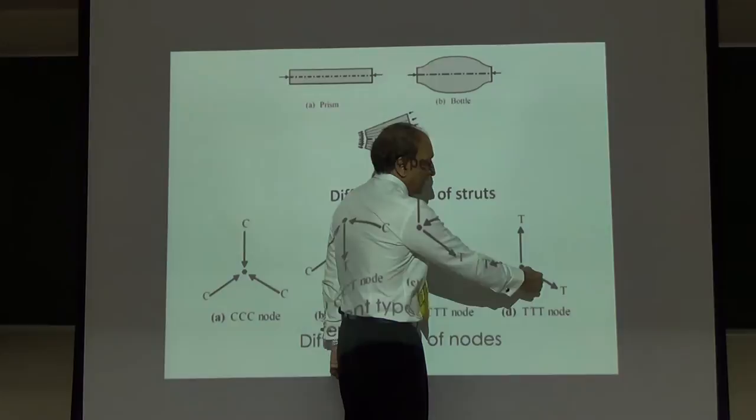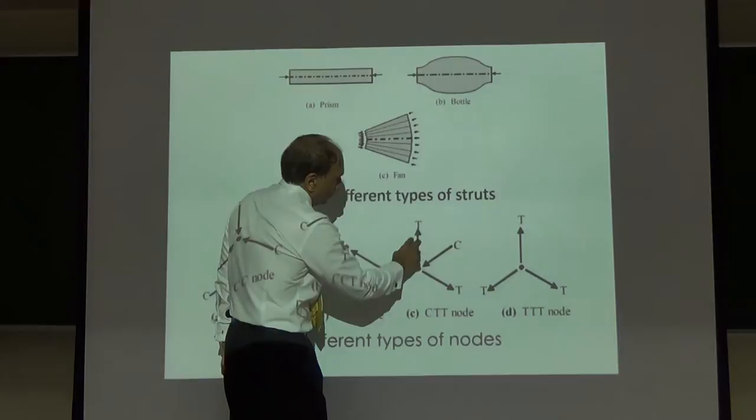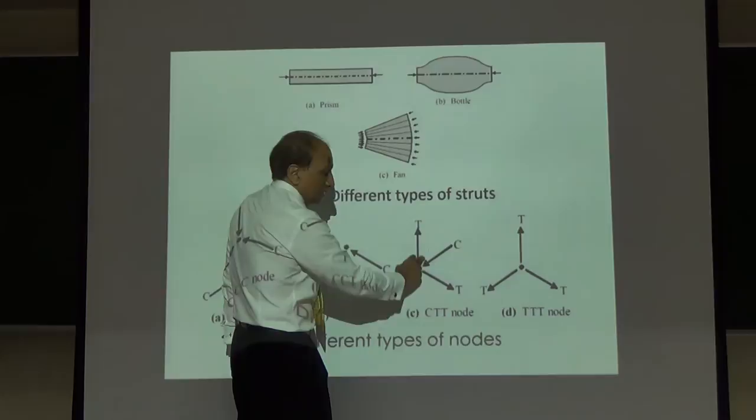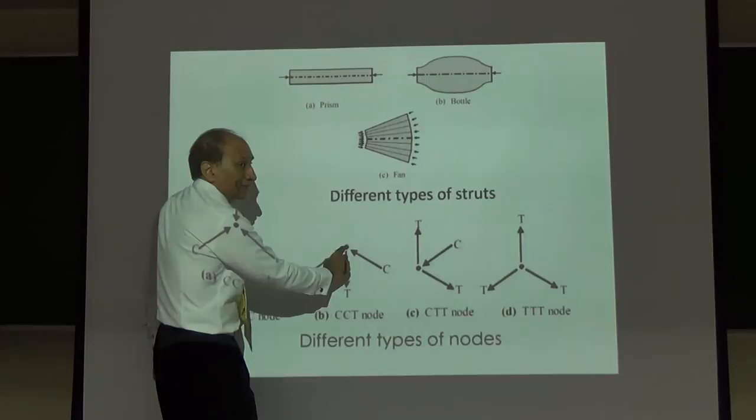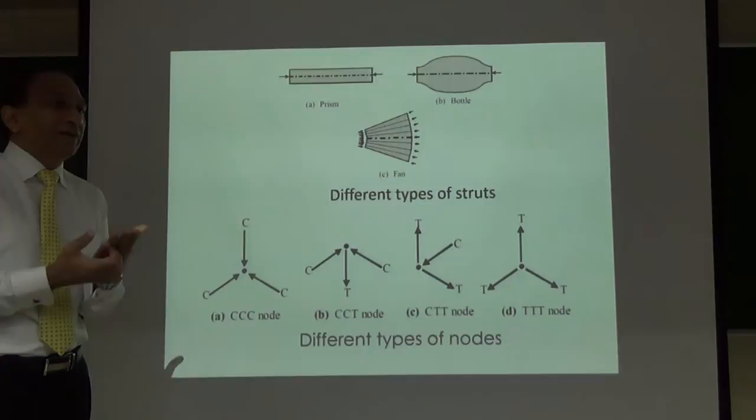So there should be a mechanism here, either a real node or anchorage between the ties. Here, you have one tie, so reinforcement must continue like that, and we must make sure that the concrete will not crush here. And here, we have two compressions, one tension, so this must be anchored properly, typically at a support like this, right? And also, we can see from here that these are not much difficult to consider. We have to basically look at the anchorage of the ties within the zone. That's the important thing.